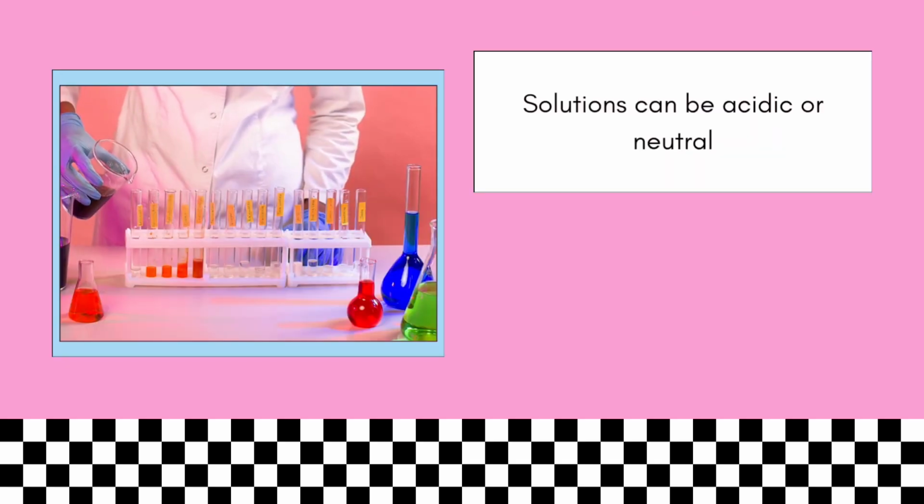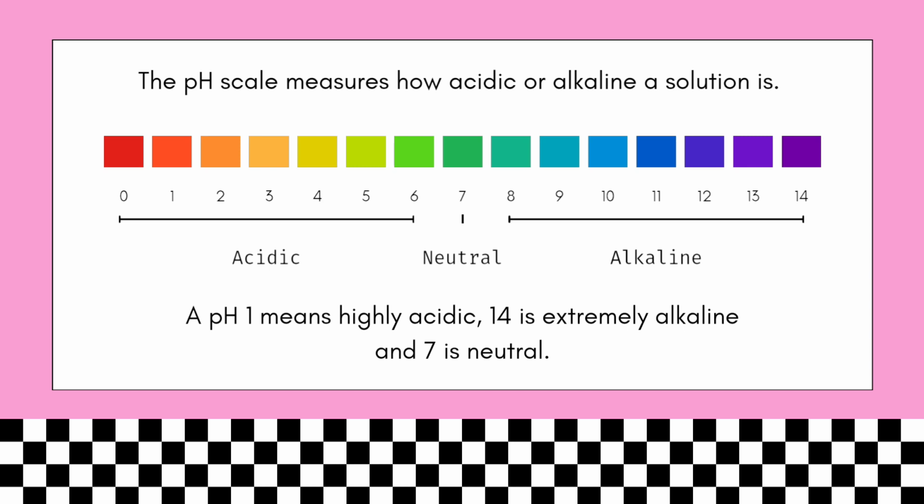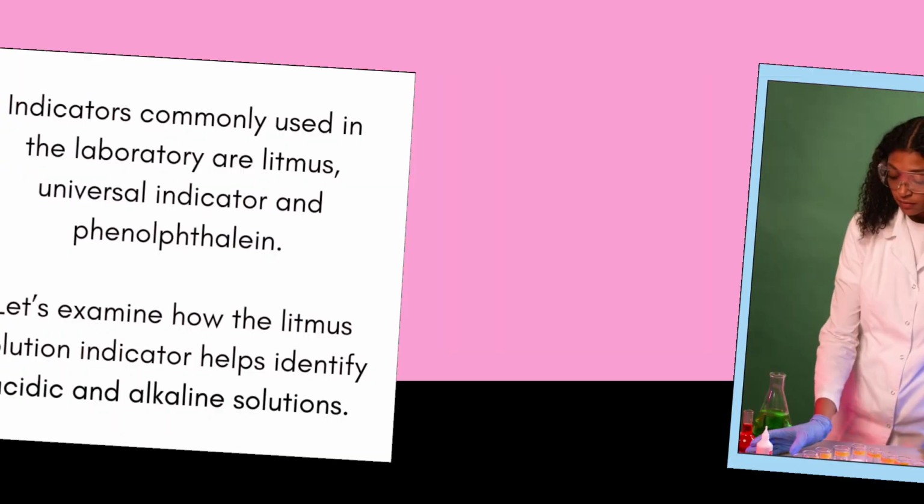Solutions can be acidic, alkaline, or neutral. The pH scale measures how acidic or alkaline a solution is. A pH of 1 means highly acidic, 14 is extremely alkaline, and 7 is neutral.